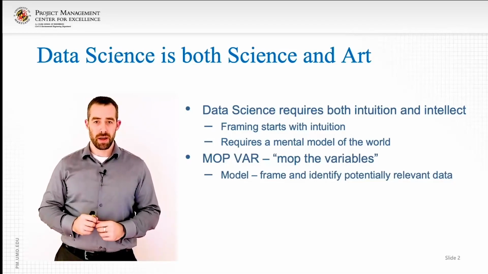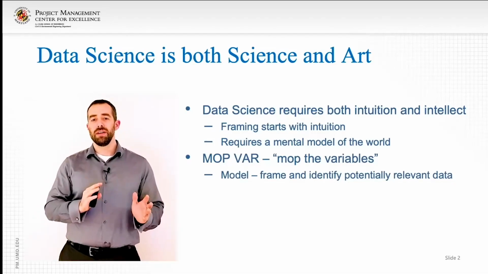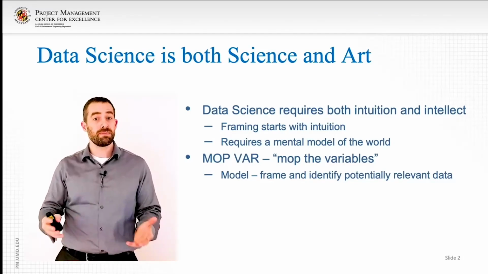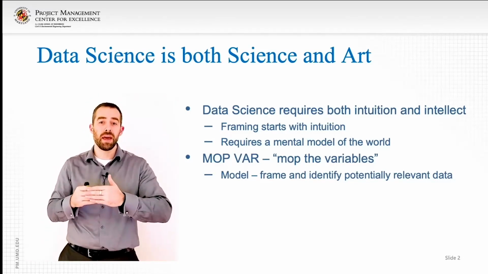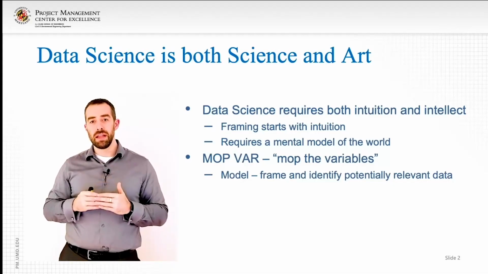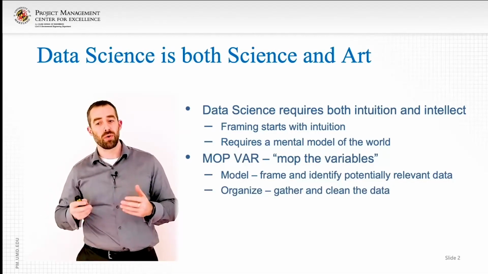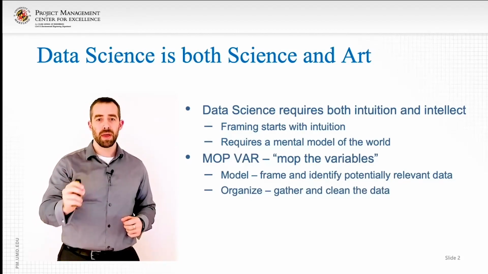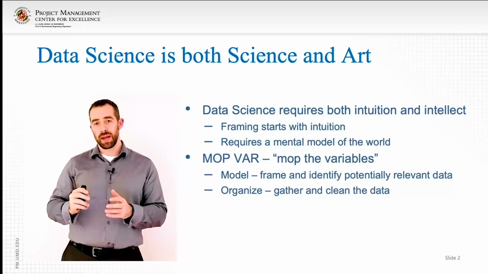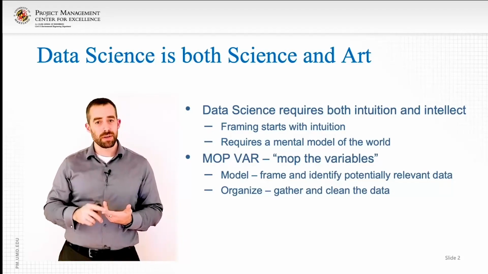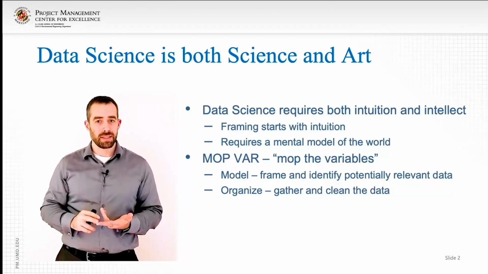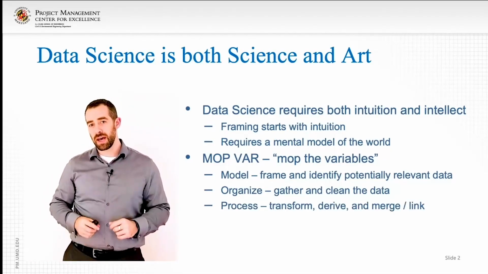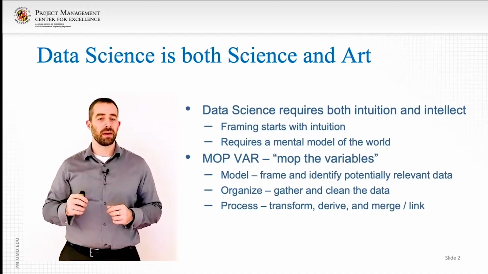First, it starts with a model. Now, a lot of different data science processes don't show data science starting with a model, but that's because of the fact that they're making an intuitive leap. They're initially starting with what comes next, which is organizing the data. But first, you have to have that intuition and framing. Second comes organizing. That means identifying your data sources, getting those data collected, and then cleaning them up so that they can be brought together, which is the third step of mopping the data.